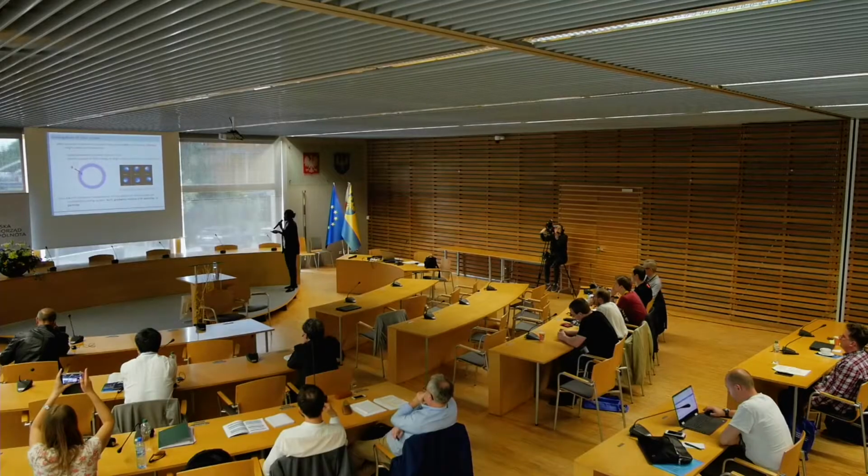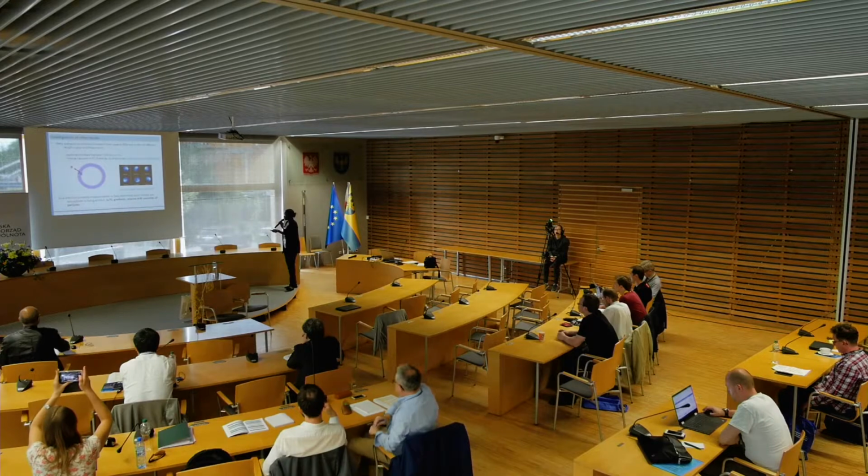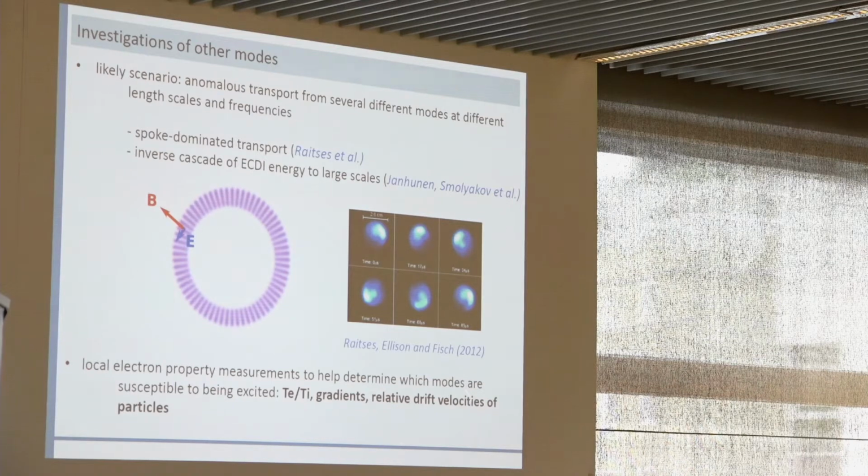But now we have access to electron properties, we can try to determine information on, for example, basic criteria. For example, is there an ion acoustic mode which is present? So we have to look at, for example, the ratio of TE over TI, also study gradients, and we can also measure the drift of electrons, so this is important information.